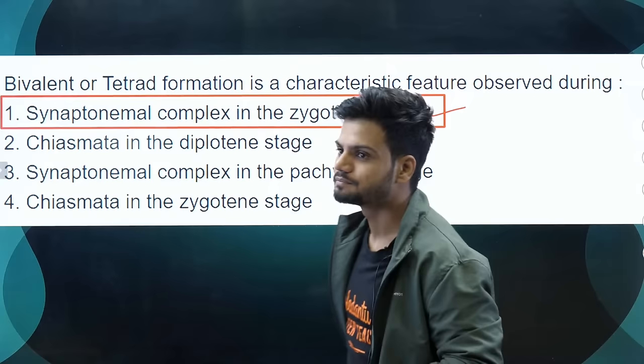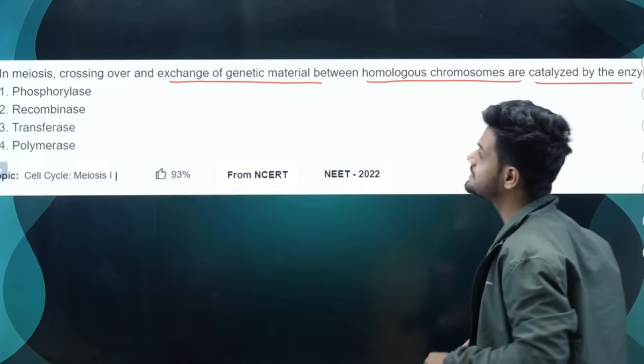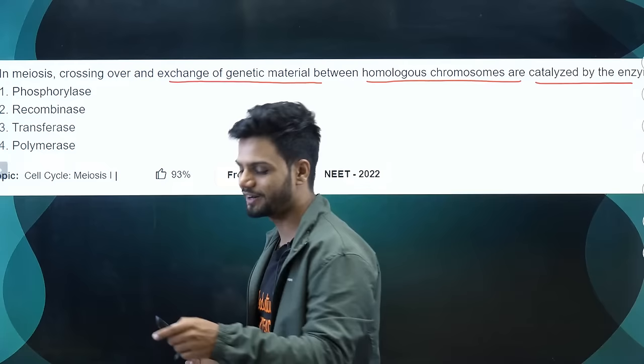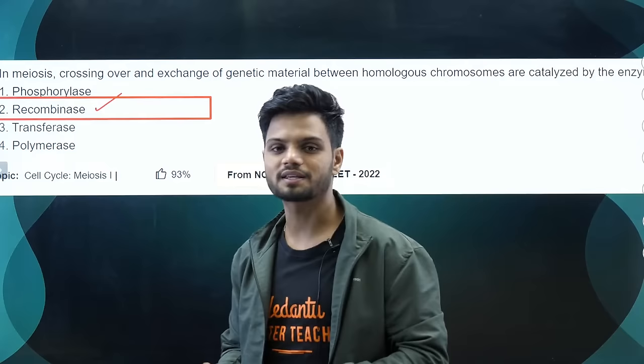Next question. In meiosis, crossing over and exchange of genetic material between homologous chromosomes are catalyzed by the enzyme. See, crossing over is happening, all of us know. But which is the enzyme responsible? The enzyme responsible is going to be your B for Bengaluru. Here, recombinase. It is recombinase that is involved here. Clear? How is A for CSK? C is for CSK, no.